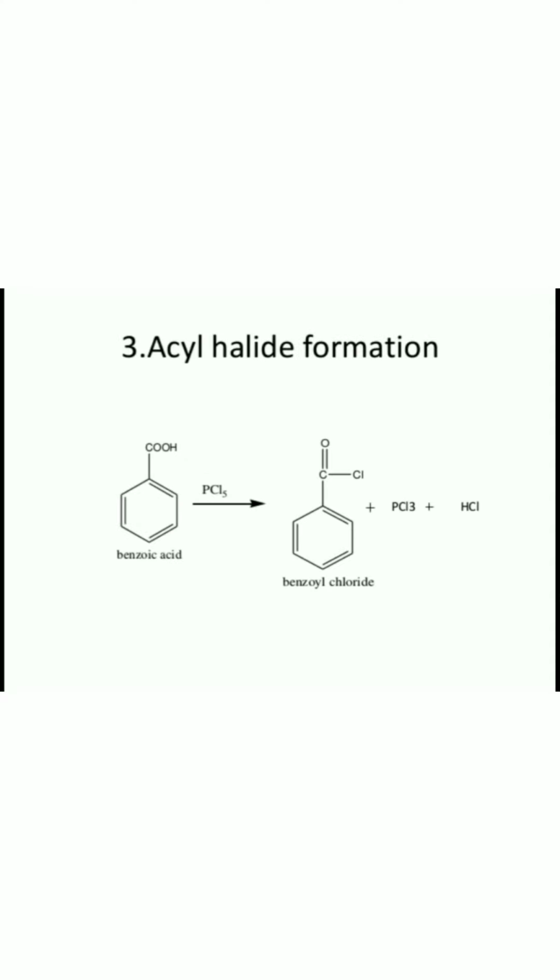Followed by the acyl halide formation. We have to take PCl5 as a reagent and treat it with benzoic acid. The benzoyl chloride, which is a very important compound for the preparation of many things, which I have seen in our practical lab, is formed. PCl5 is basically undergoing reduction to PCl3, and the corresponding HCl is liberated in the formation of the benzoyl chloride.